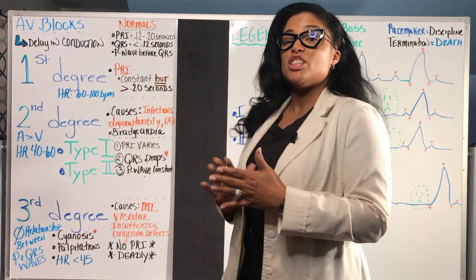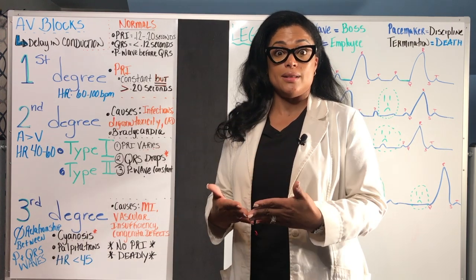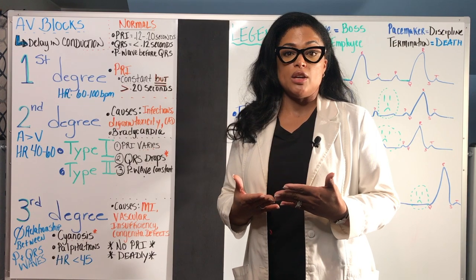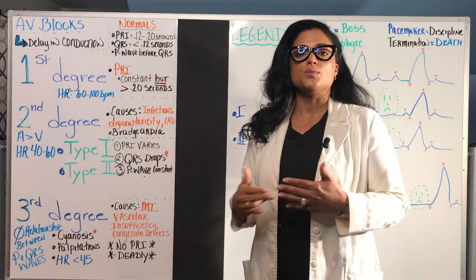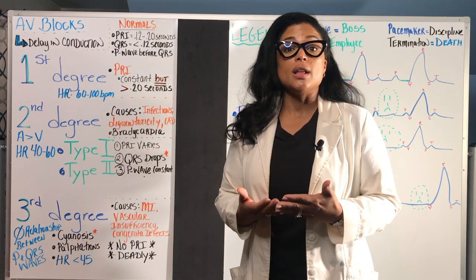These patients are usually asymptomatic. It's important that you understand what symptomatic and asymptomatic is, because that will make a difference in the treatment of the patient. When somebody has an AV block, as it progresses, that's when they start thinking about other medications that they can give the patient, as well as a pacemaker.